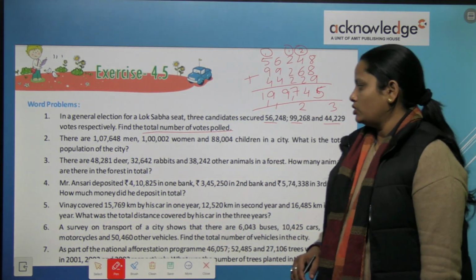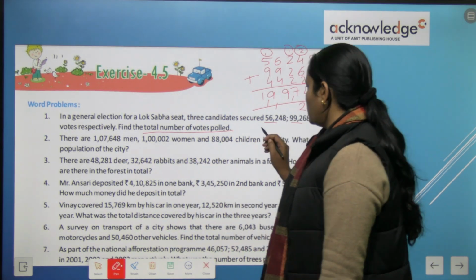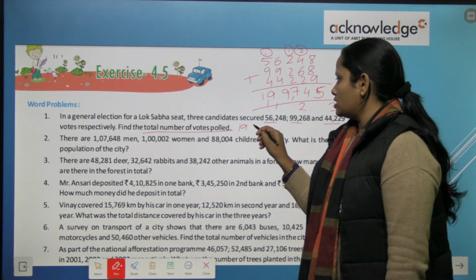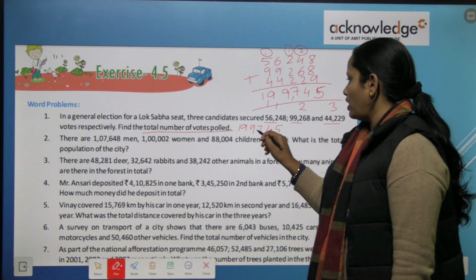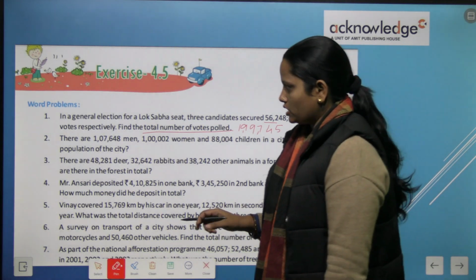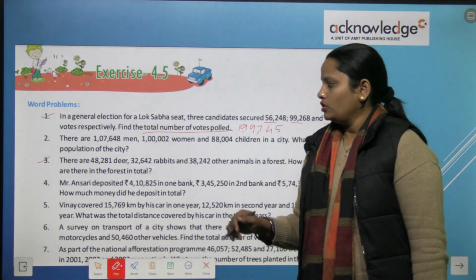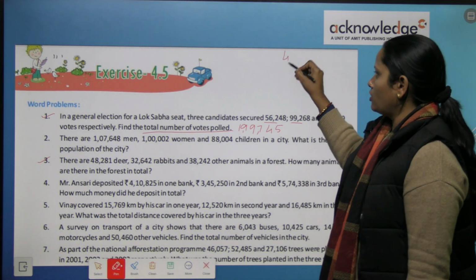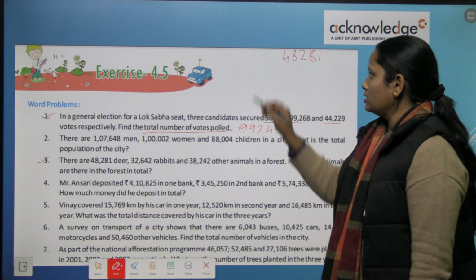Similarly, let's do this question number 3. We have done this first one. So here the answer is 199745. Now let's do this question number 3. So there are 48,281 deers.